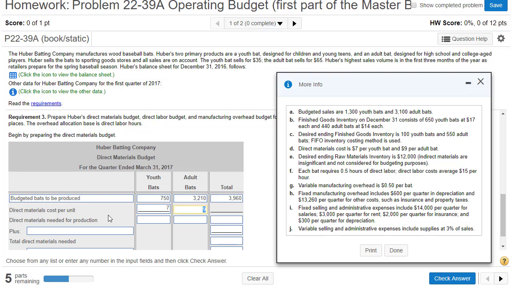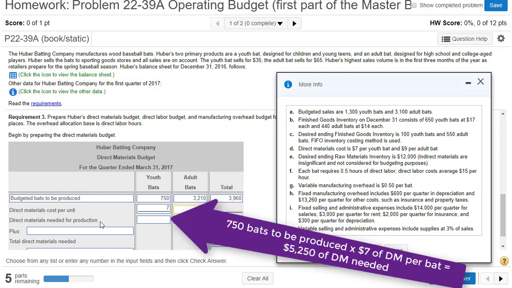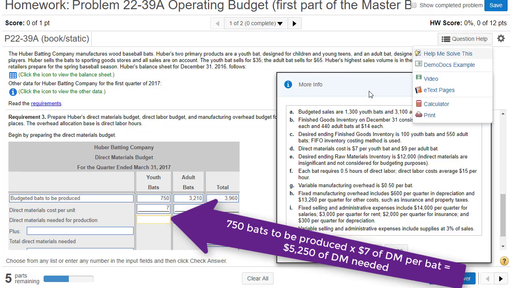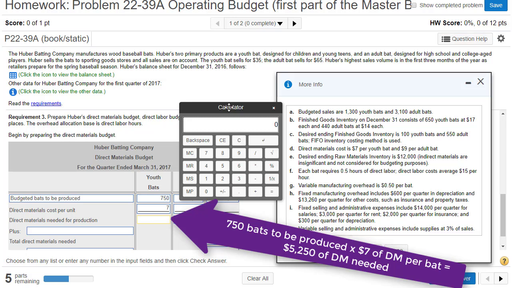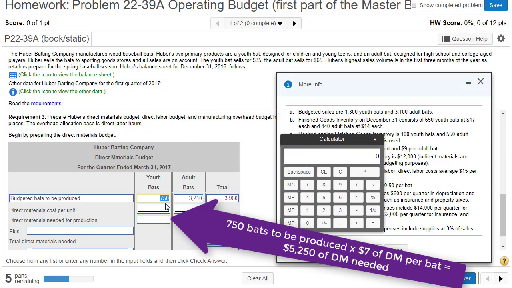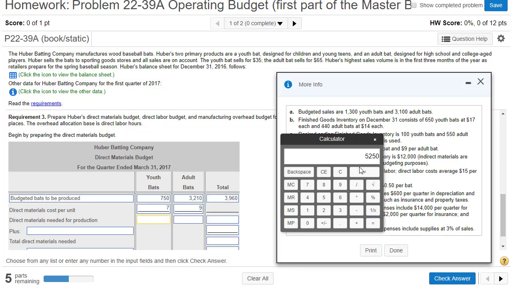$9 of direct materials. Now what we're going to do is take the materials needed for production. To calculate that, you take the number of bats we need to produce, 750, times the cost of the direct materials, which gives us the amount of direct materials needed for production. So we're going to take 750 times 7, which gives us 5,250 for the youth bats.